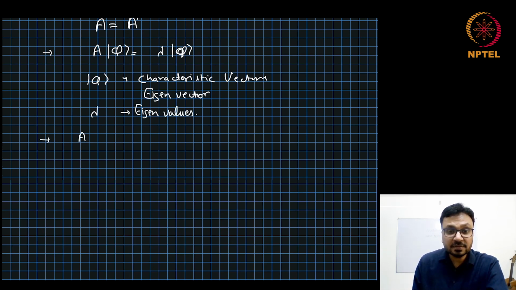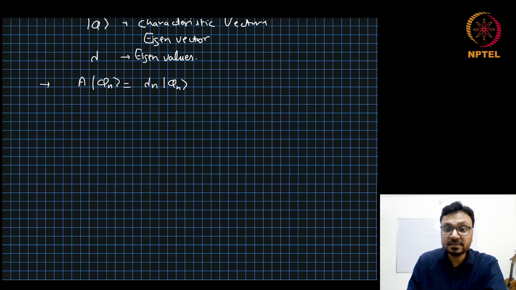If you have A phi_n equals lambda_n phi_n, there are many eigenvectors and eigenvalues. Then for a Hermitian operator, the lambda_n eigenvalues are always real. Not just that, phi_n, the set of all the eigenvectors of A, form an orthonormal and complete basis.